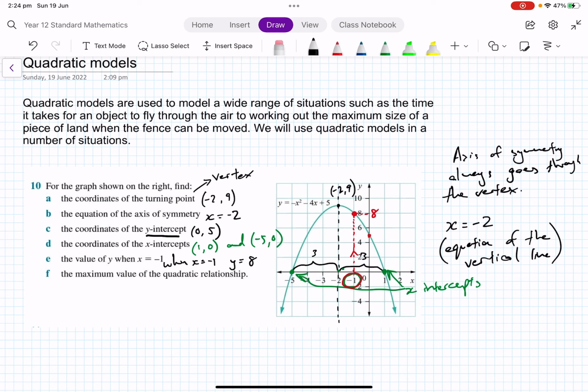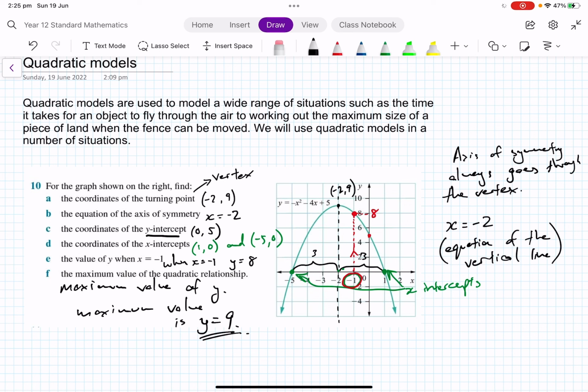And then the maximum value of the quadratic relationship, the maximum value of y, is what we're talking about. The curve is going up, reaches its maximum point, and then goes down, down, down. And so the maximum value is 9. y equals 9 is the maximum value, which is also the vertex.